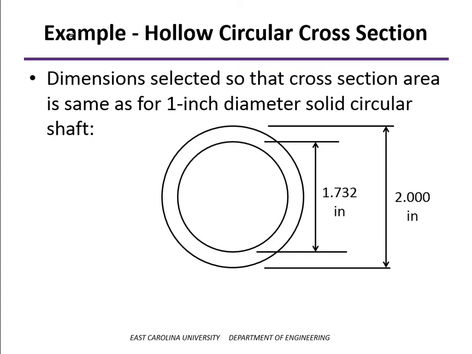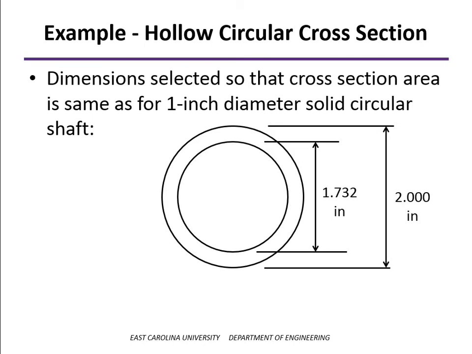Now, one method that is very effective at making an efficient shaft is to use a hollow shaft, and of course most drive shafts are going to be hollow. It goes back to the fact that the polar moment of inertia J is a function of the radius or the diameter to the fourth power. So the bigger you can make the diameter, the more efficient it's going to be.